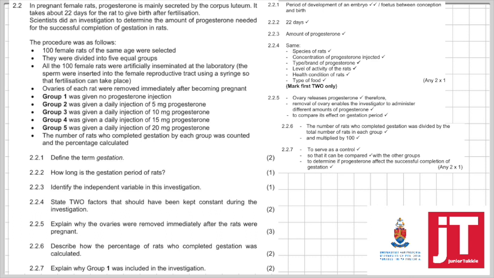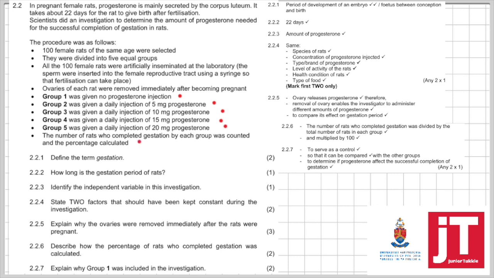Then, Group 1 was given no progesterone injection. Group 2 was given a daily injection of 5 milligrams progesterone. Group 3 was given a daily injection of 10 milligrams progesterone. Group 4 was given a daily injection of 15 milligrams progesterone. And Group 5 was given a daily injection of 20 milligrams progesterone. The number of rats who completed gestation in each group was counted and the percentage calculated.